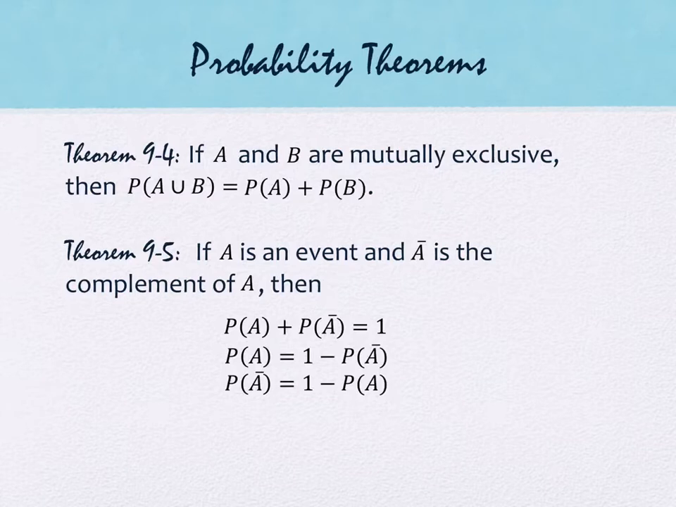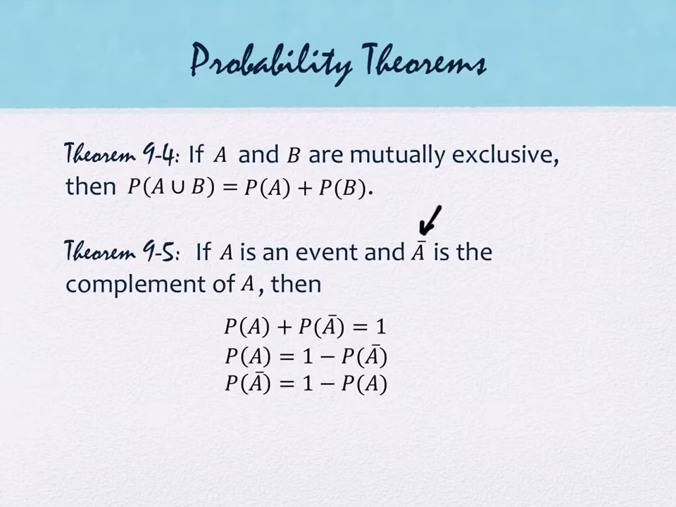Theorem 9.5 may include notation that you're not familiar with, again, depending on if you've had number theory. You see notation right here that has a bar, for lack of better terms, on top of the A. That bar on top of the A is what we're using to represent a complement. So if A is an event, then what we mean by the complement is things that are not A.